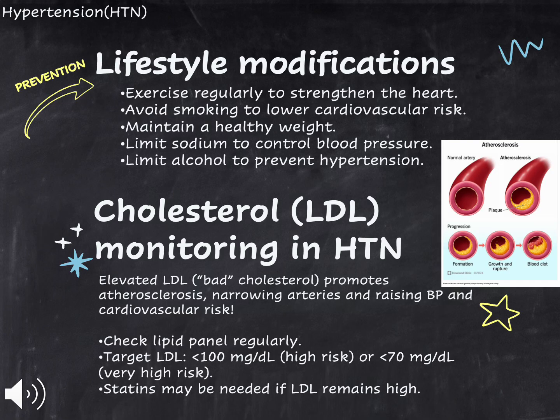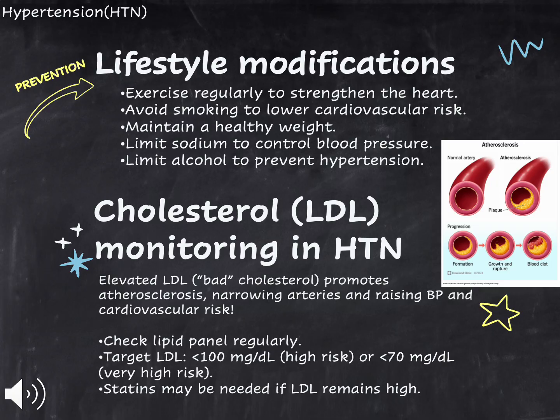Let's wrap up by reviewing lifestyle modifications, which are the cornerstone of preventing and managing hypertension and cardiovascular disease. Encourage patients to exercise regularly. Physical activity strengthens the heart, improves circulation, and helps lower both blood pressure and cholesterol. Avoid smoking, as nicotine damages blood vessels and increases plaque formation.